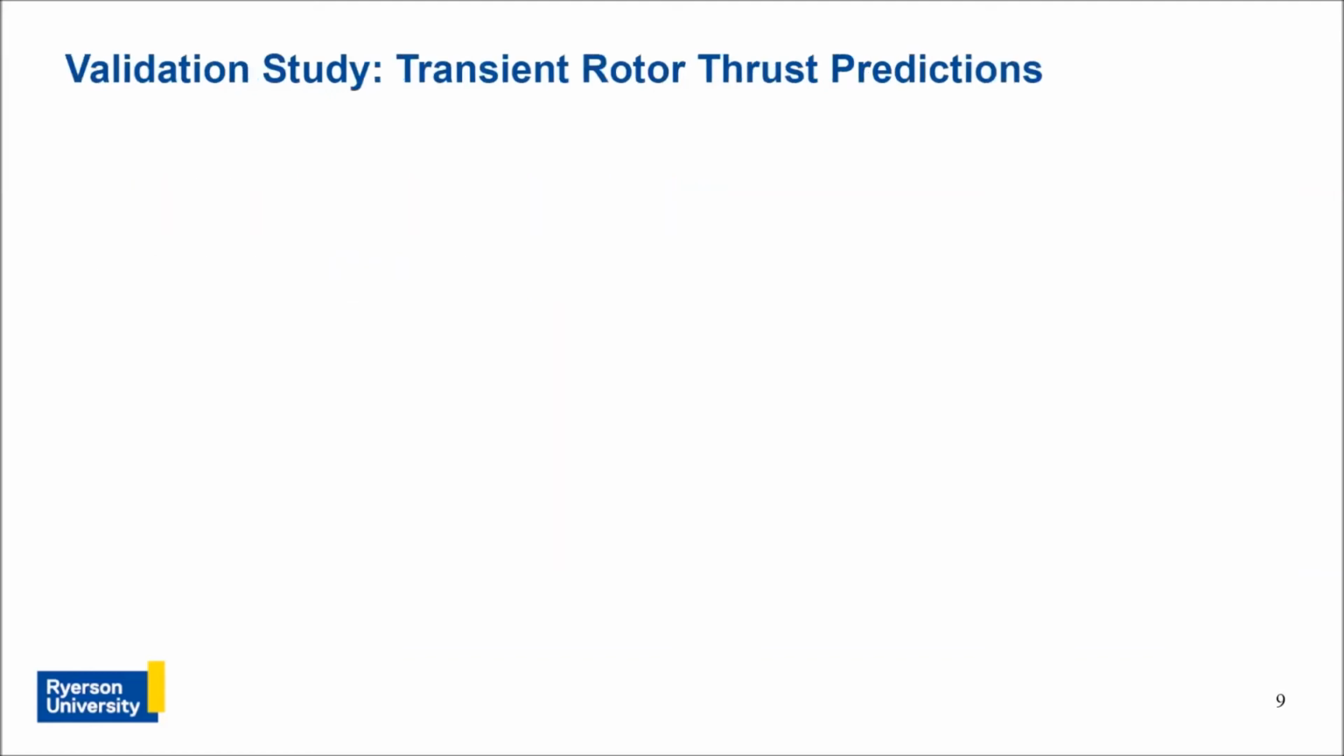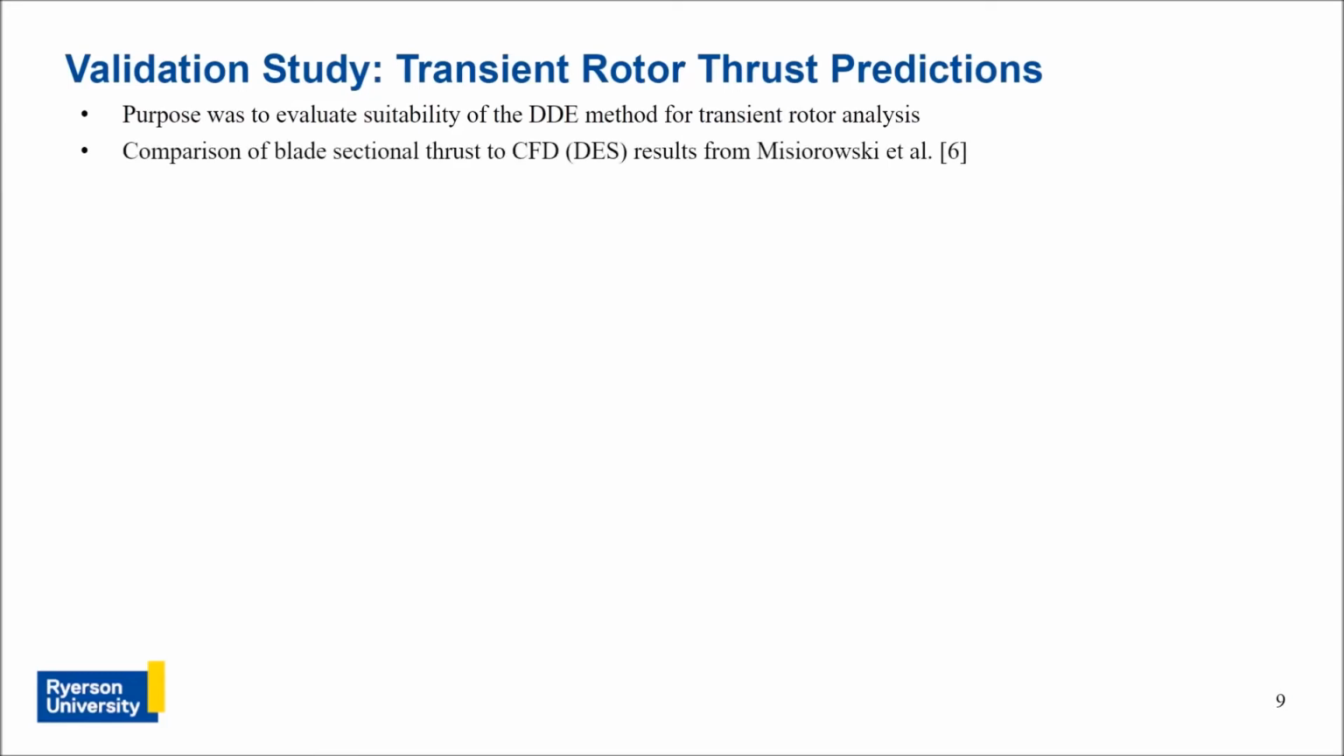So unfortunately, due to time constraints, I can't touch on many of the validation studies performed with the DDE method, but they are provided in Chapter 4 of my dissertation. Here, I'll cover the results of the final validation study, which looked at the transient thrust loads predicted by the DDE method. Transient blade sectional thrust coefficients were compared to a CFD analysis of a small 12-inch rotor at these operating conditions, which represent the general operating conditions of a rotor in forward flight.